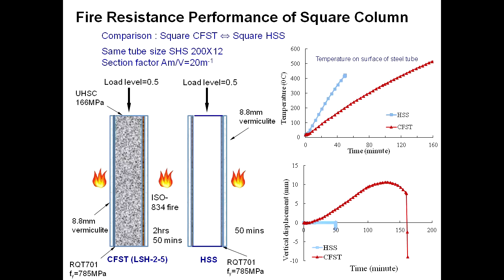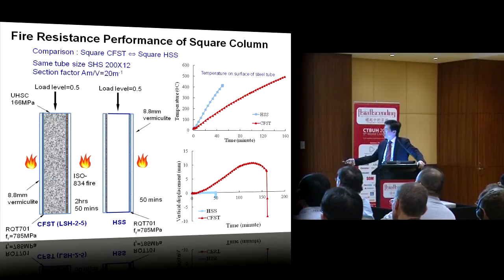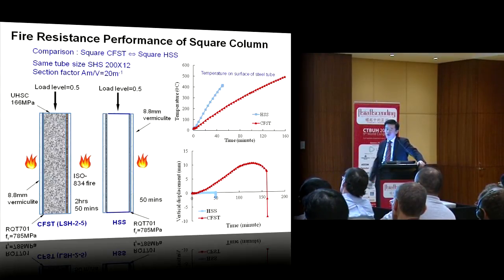Again, this is the vertical displacement versus the time. This is a steel tube. Suddenly it collapses. Yet the composite tube goes on until there's a collapse. The fire resistance is more than 2 hours, close to 3 hours. A steel tube alone, even with vermiculite at 8.1%, lasts only 1 hour. You can stretch to 3 hours with the same amount of fire protection, but with a concrete-filled tube.